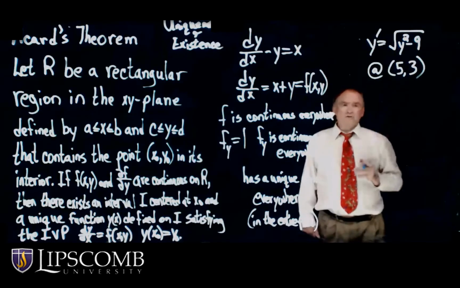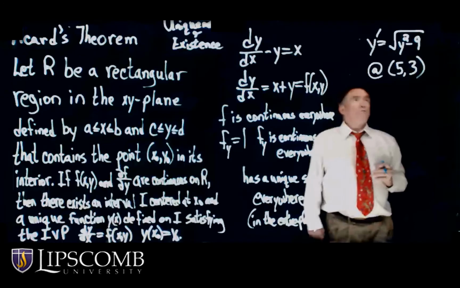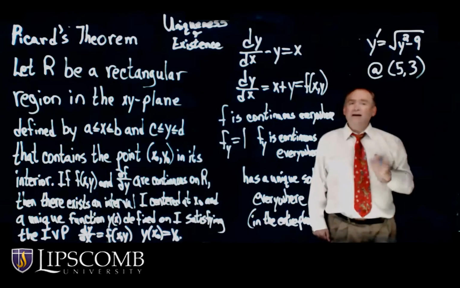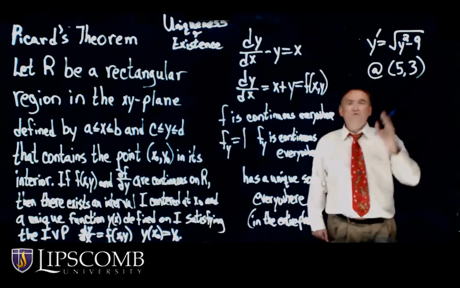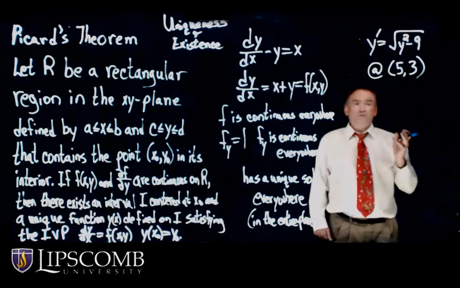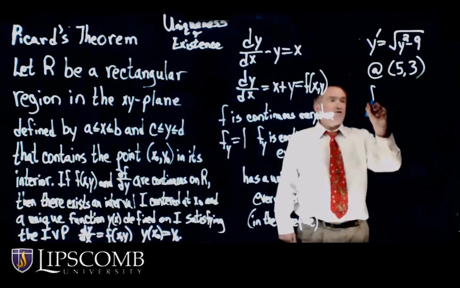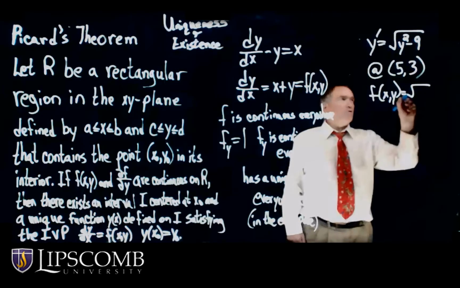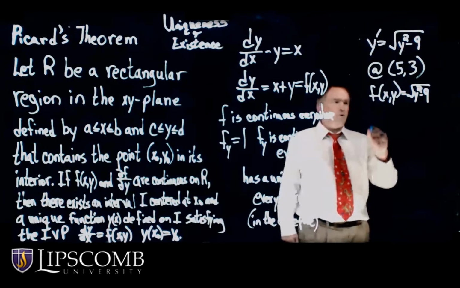Now I come to this one. y prime equals the square root of y squared minus 9. Now I want to find out, am I guaranteed by Picard's theorem a unique solution at the point 5, 3? So the first thing I've got to decide is, what's my f? Well, it's already in the nice form. My f is the square root of y squared minus 9. Let's go ahead and take the partial.